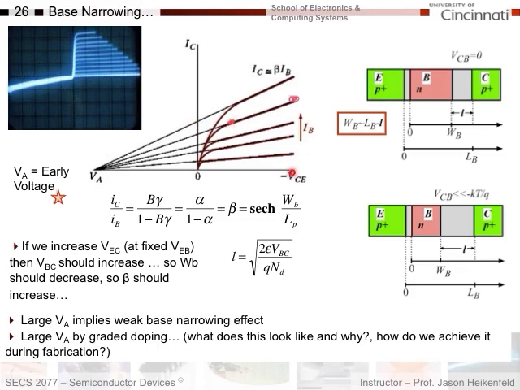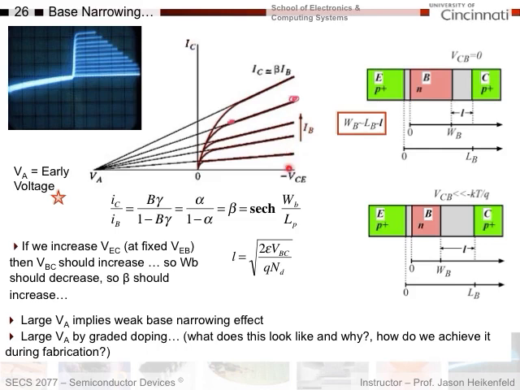Now, if I increase VCE, I get base narrowing, which increases my amplification factor. So for that same level of IB, I get even more IC. And that's why as I increase VCE, I get a little bit of positive slope for my collector current characteristic shown here. If you look at a real BJT, you'll see that same increasing slope, as you can see on the plot here.